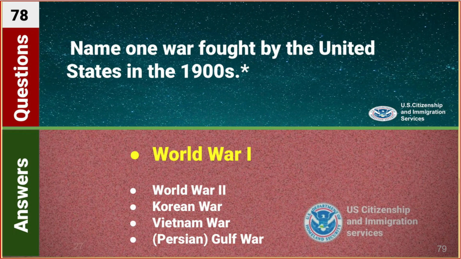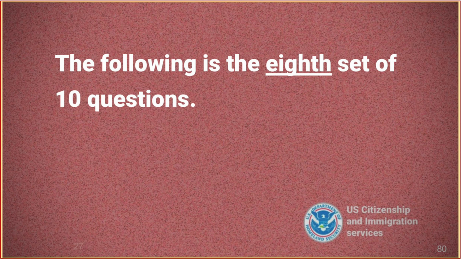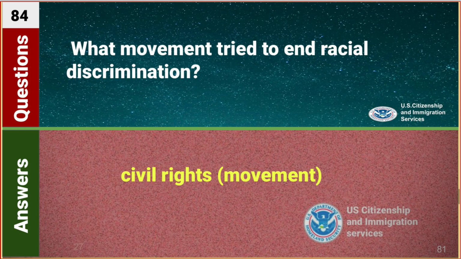Name one war fought by the United States in the 1900s. World War I. The following is the 8th set of 10 questions. What movement tried to end racial discrimination? Civil Rights Movement.